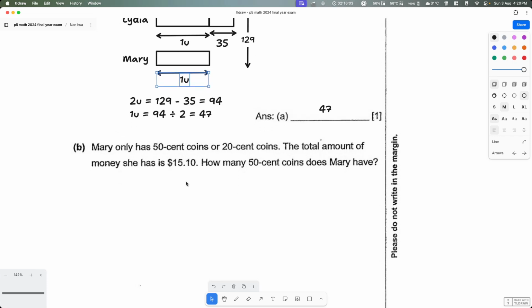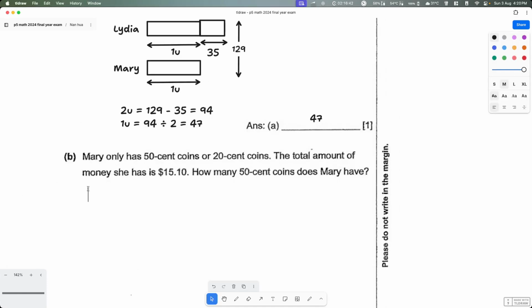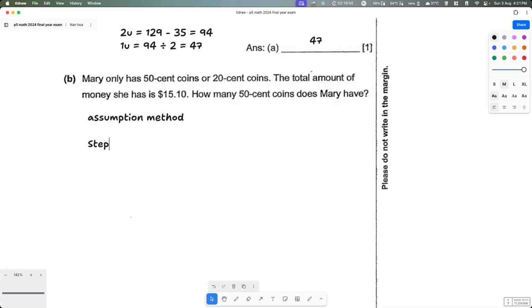Part B says Mary only has 50-cent coins or 20-cent coins. The total amount of money she has is $15 and 30 cents. How many 50-cent coins does Mary have? You can do guess and check, or you can use the assumption method. Step one is to assume all coins are one value. We always choose the 20-cent coins.